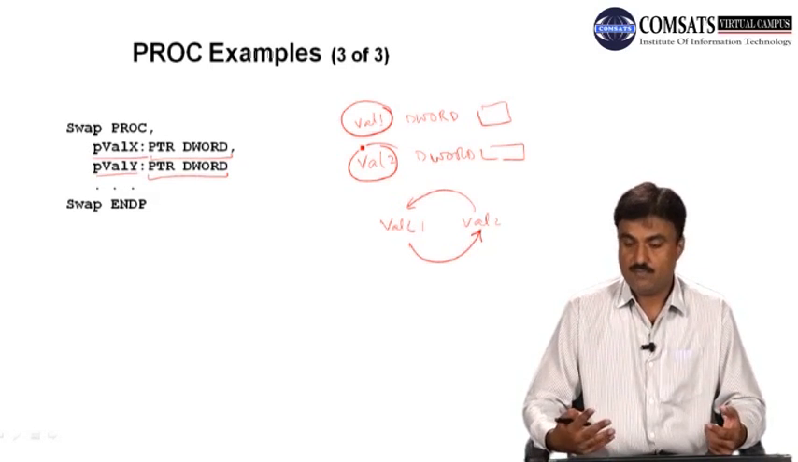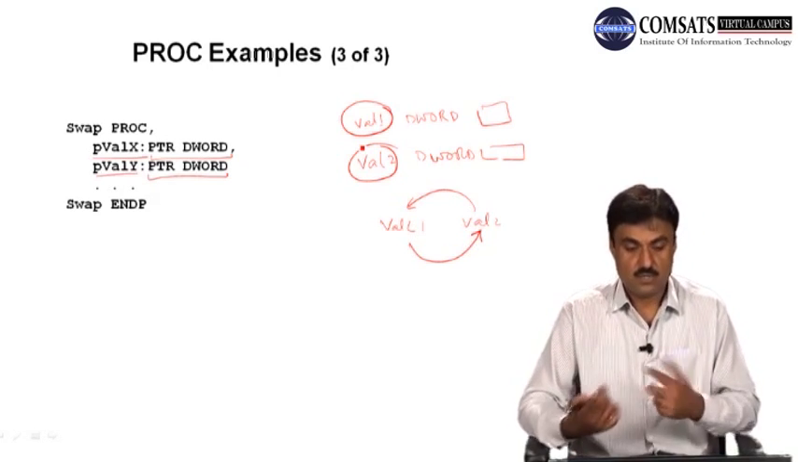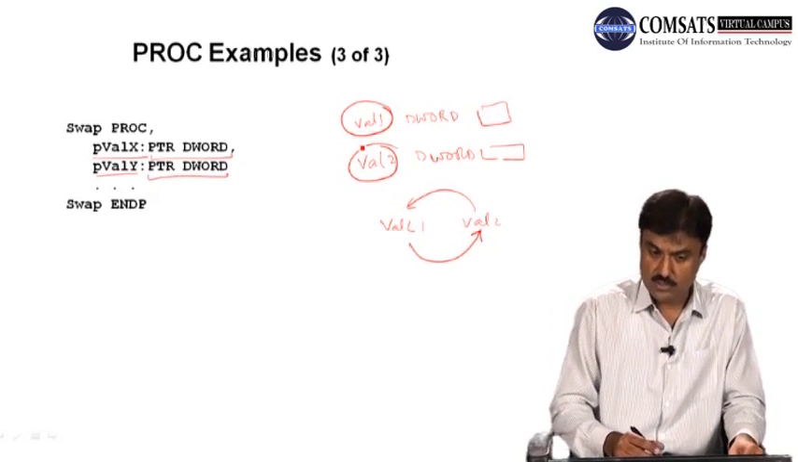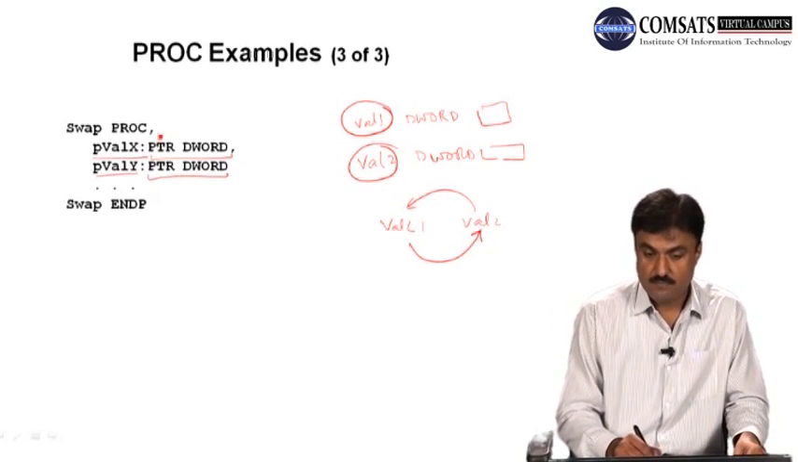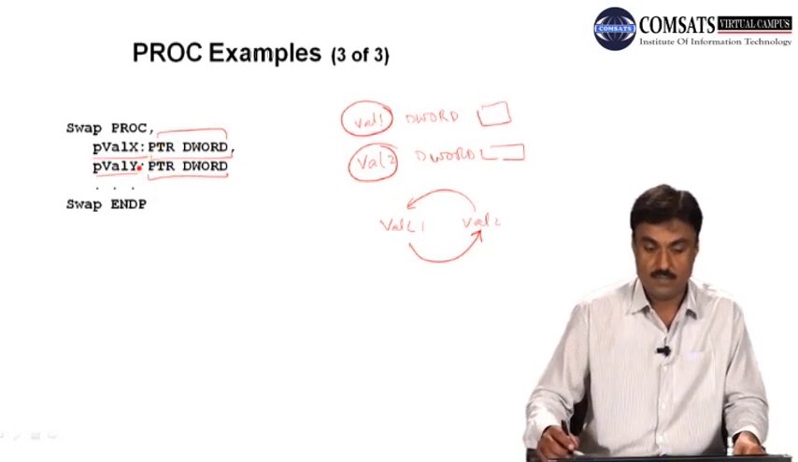And in the main program, if you access val1 and val2, their actual values must be swapped. So for that purpose we need pointers, or addresses, where the first parameter and the second parameter are being stored.